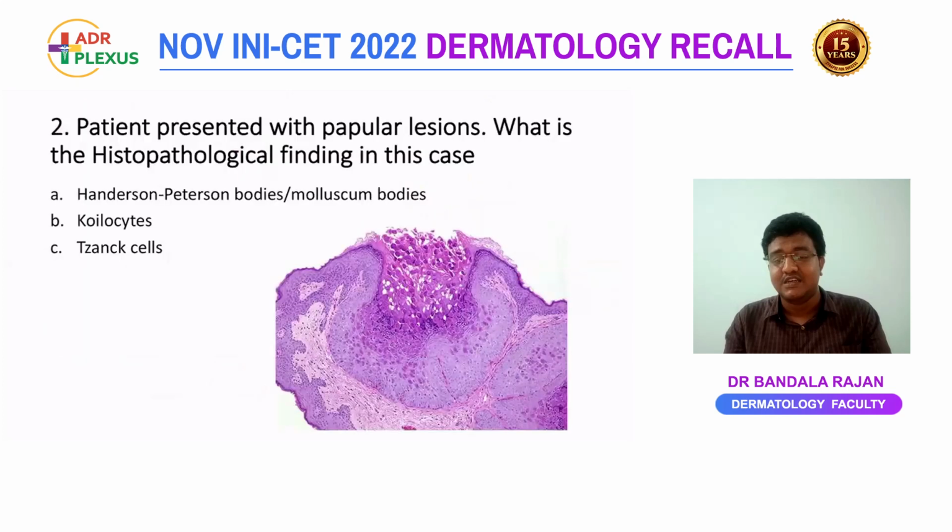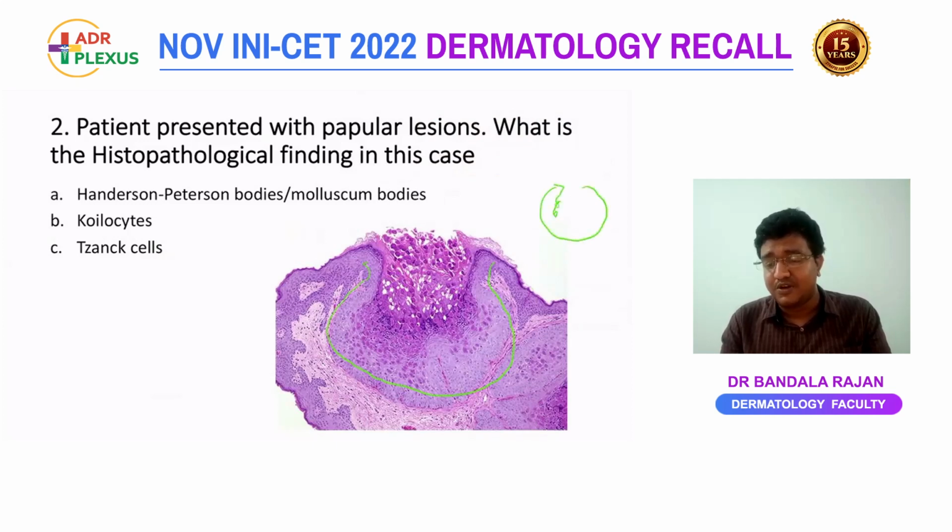Now we move on to the second question, which is a patient presented with papular lesions. What is the histopathological finding in this case? They gave this image and they asked what is the finding. The options given are Anderson-Peterson bodies or Molluscum bodies, coilocytes and Jank cells. First we will see the histopathological image. Here we can make out a bulbous invagination of epidermis into the dermis. It is almost mimicking a cut tomato appearance.